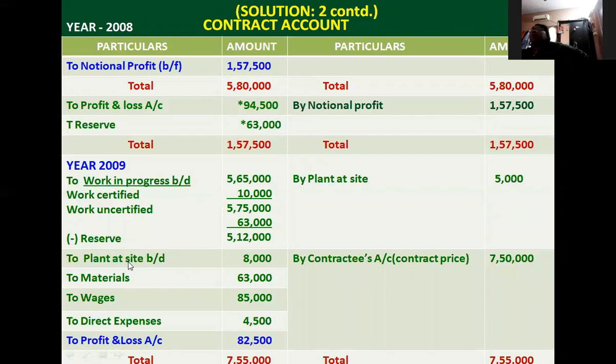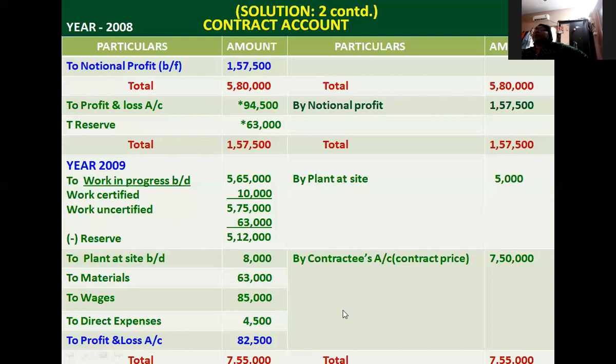The value of the plant at the last year will be the opening for the year, and debit the expenses. Look at the items on the credit side: closing plant for the last year was given as 5,000, and the contract price. This is the only thing you need to note down: the contract price only needs to be mentioned for contracts spreading over two or more years, in the name of contractee's account, because in the last year the contract is going to complete. So we are getting profit. The profit is to be mentioned as to P&L account. This profit will go straight to the P&L account, and then the reserve we need to mention here.